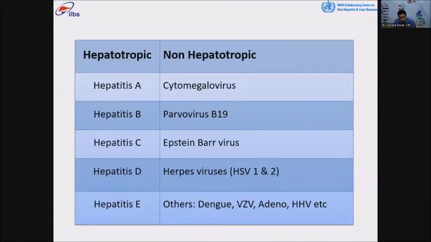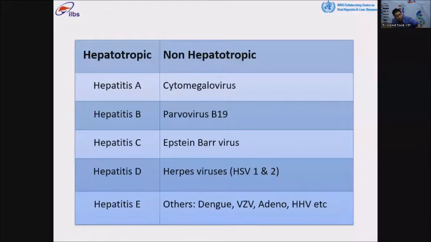Non-hepatotropic viruses are not very common in clinical practice. They are usually restricted to specific conditions, like when someone is immunocompromised, in which you will see cytomegalovirus or Epstein-Barr virus in clinical practice. Parvovirus and others are manifestations which are not very common.